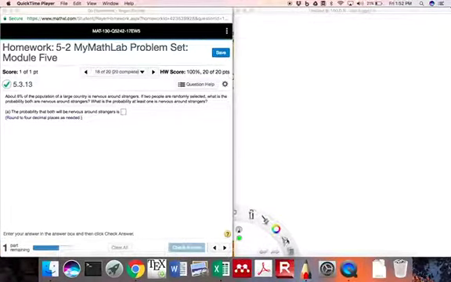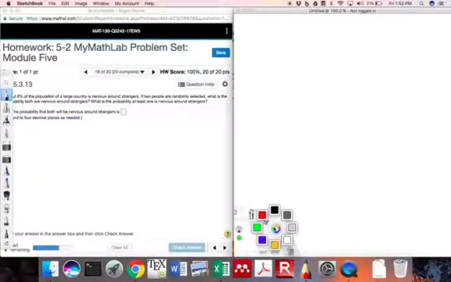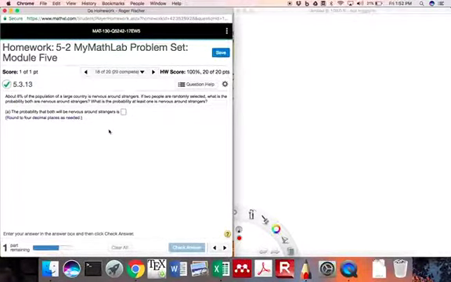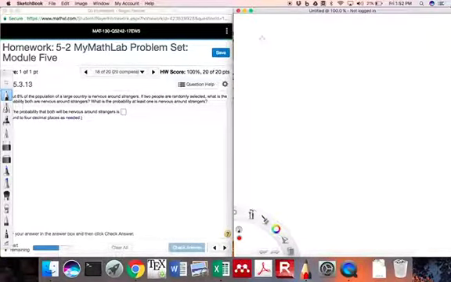I wanted to work through another homework problem with you. It's this one here from Module 5, Problem 18. And so we've got this fact that about 8% of the population is nervous around strangers.